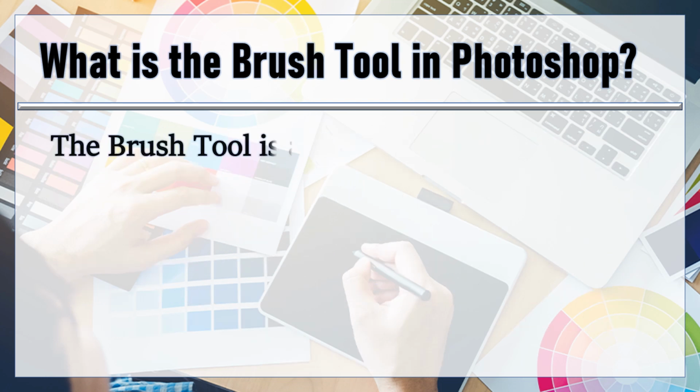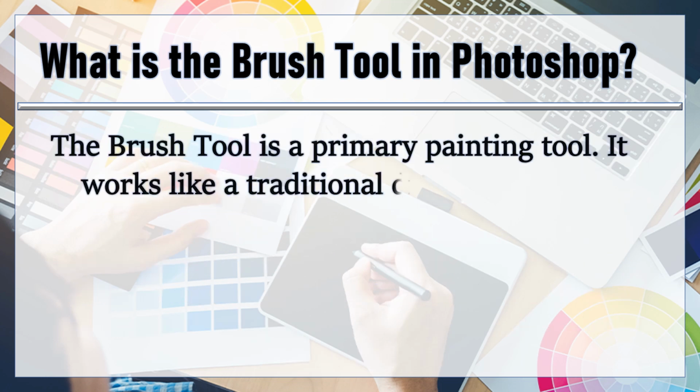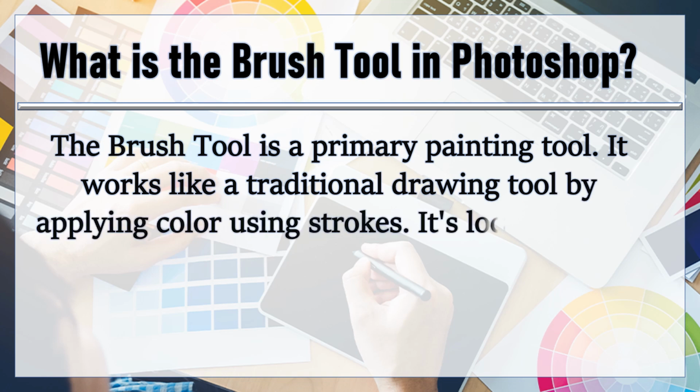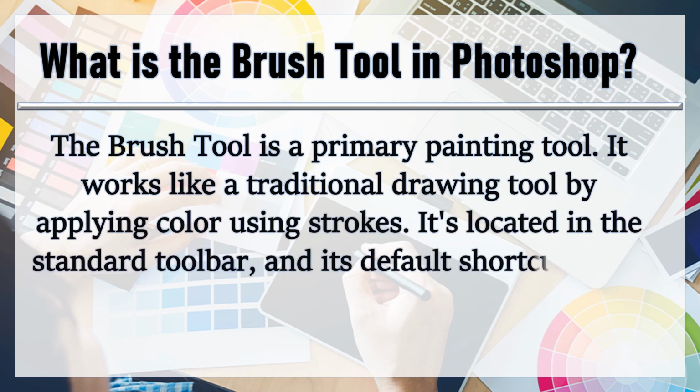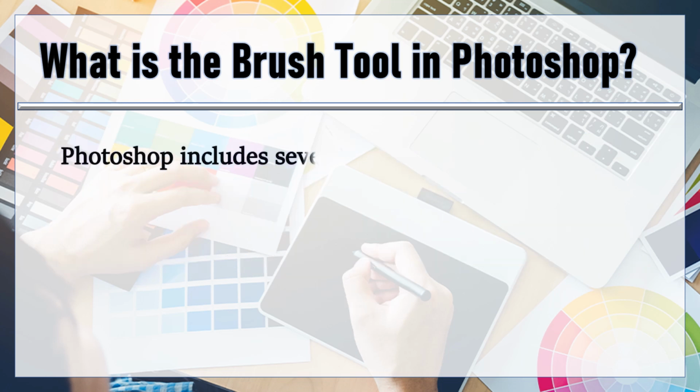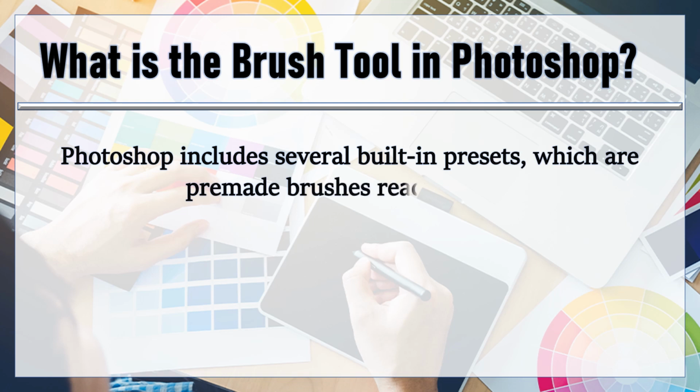The brush tool is a primary painting tool. It works like a traditional drawing tool by applying color using strokes. It's located in the standard toolbar, and its default shortcut is the letter B. Photoshop includes several built-in presets, which are pre-made brushes ready to use.